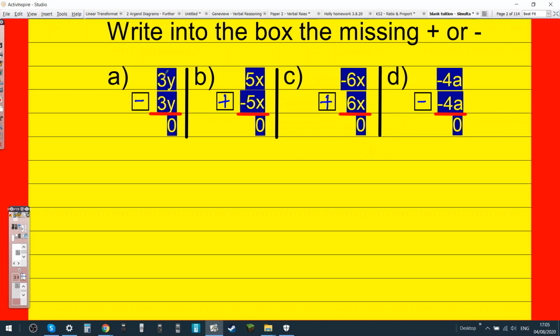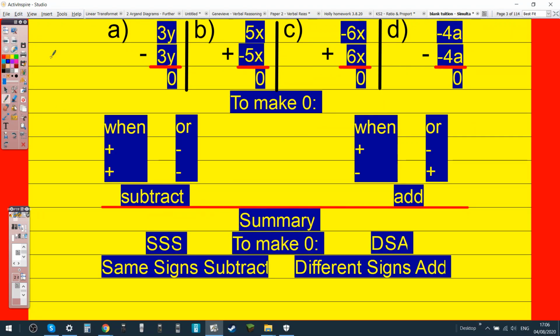You might notice, so this first one, when they were both plus, you had to subtract. When they were both minus, you had to subtract. And so that is same sign, you subtract. Then these two in the middle, you have plus minus, minus plus. If they have different signs, you add. And that's if you want to eliminate a number, so you want to turn it into 0. If they have the same sign, you subtract. If they have different signs, you add, and that's to eliminate it, to get 0. Same sign, subtract, different sign, add.